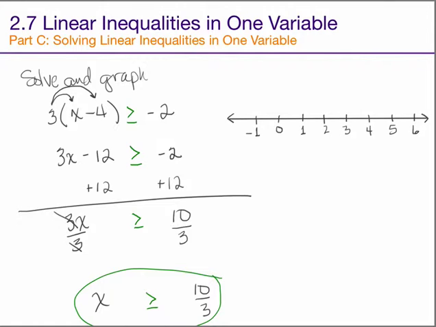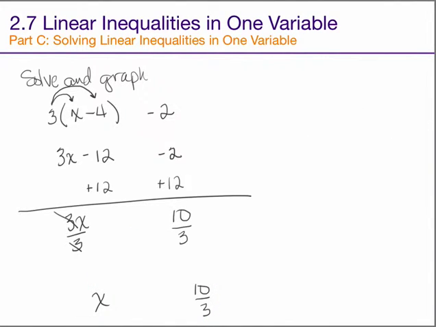I've solved the inequality, but now I need to graph it. The instructions were to solve and graph. First, I'll look for my cutoff point. The cutoff point is the number that would have been the solution to the equation, x equals 10/3. X equals 10/3 is a dot on the number line at the point where the value is 10/3.